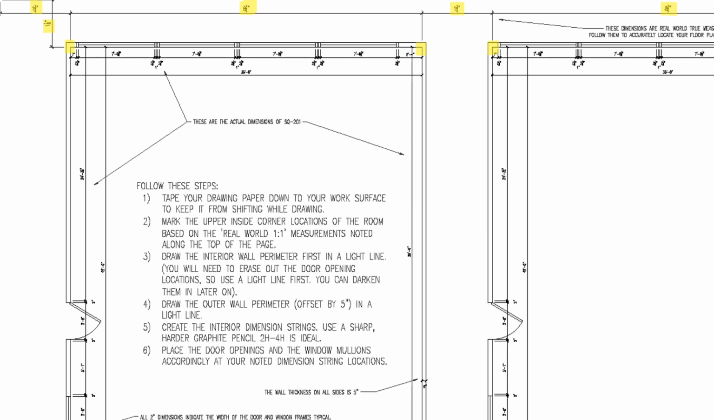So that is the reasoning why you will actually be drawing two iterations of the SQ201 floor plan on this one drawing sheet. And again, these numerical values that are highlighted help you locate these upper left and right corners, northwest, northeast corners of the room on your paper. So we'll visit that again in a second.